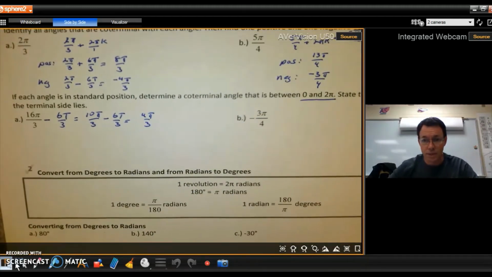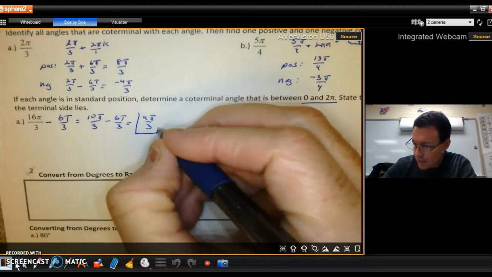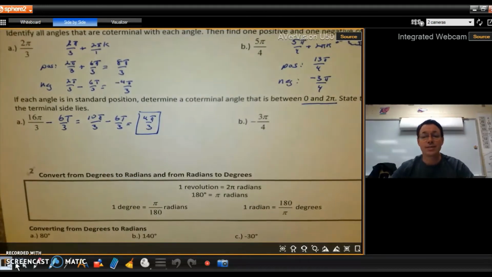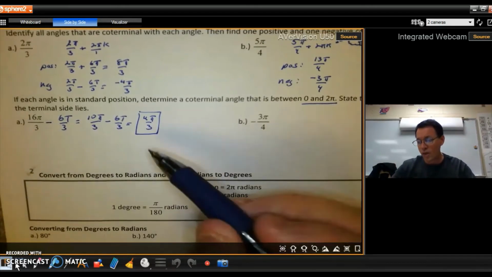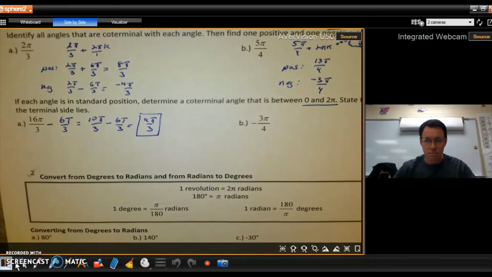4 pi over 3 is bigger than 1. That's okay. It just means it's an angle in quadrant 3. This is our coterminal angle that we can actually deal with, and we can visualize, and we could graph it if we needed to. Like I said, it'd be like 1/3 past 1. So it'd go into quadrant 3 a little bit.